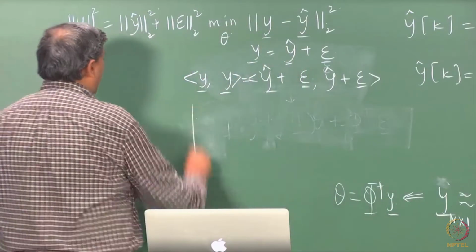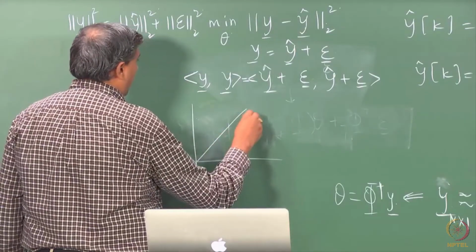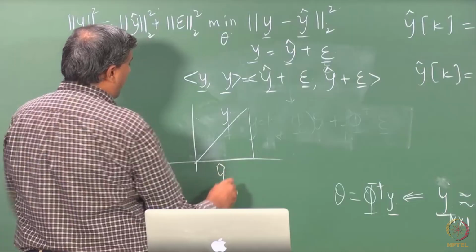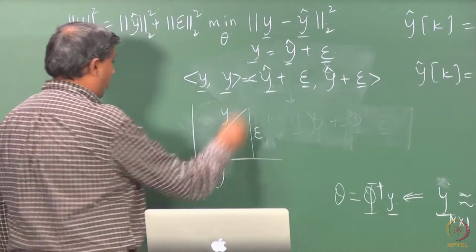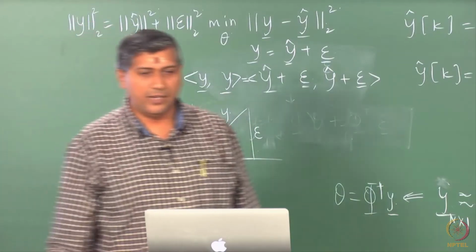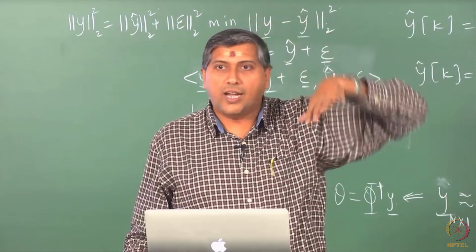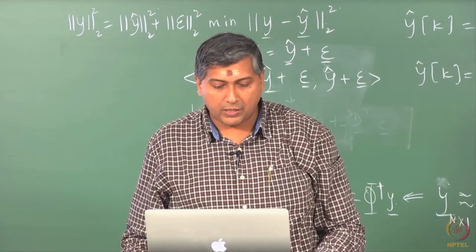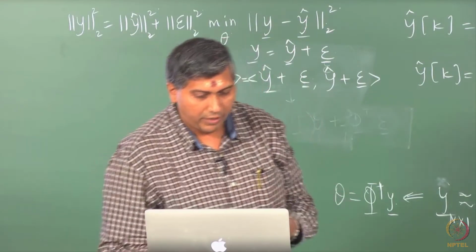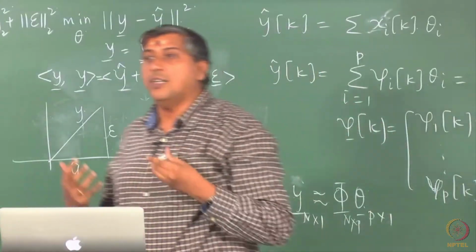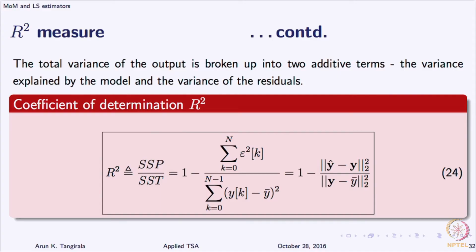it is a kind of a Pythagoras theorem essentially. If you look at this schematic that we had drawn before, you have y hat which is the optimal projection, and then you have epsilon. So, you can see it here as well. Only least squares gives you this kind of a breakup, and the R square measure essentially is defined based on this. It is the sum square prediction by the sum square total. That means the square 2 norm of y hat by the square 2 norm of y.